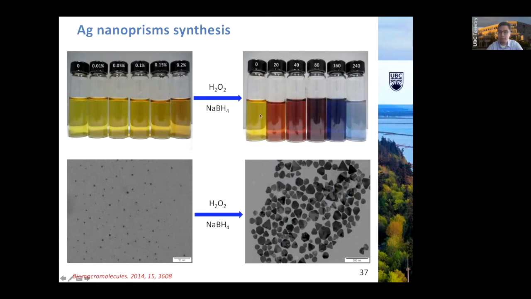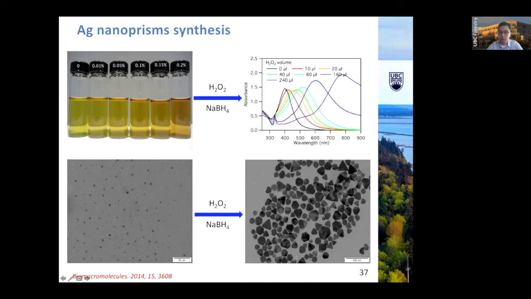And then from here we can see we can get different colors because they have different plasmon resonance peaks. As you show here, the original spherical nanoparticle is usually about 400 nanometer. By changing those into the anisotropic nanoprism, we can cover almost the whole spectrum of the visible range from 400 up to 800 nanometer.